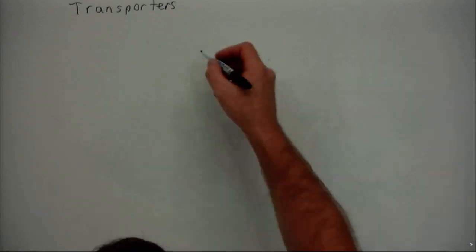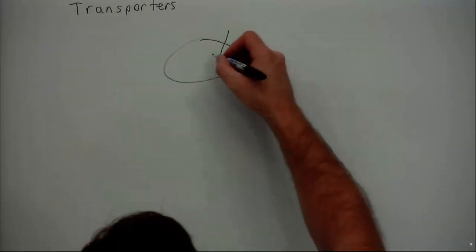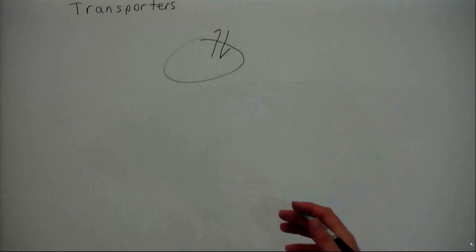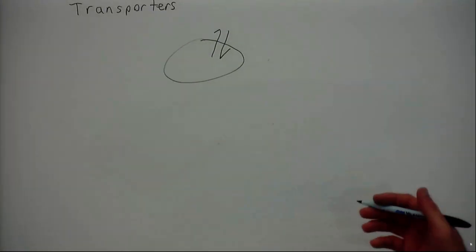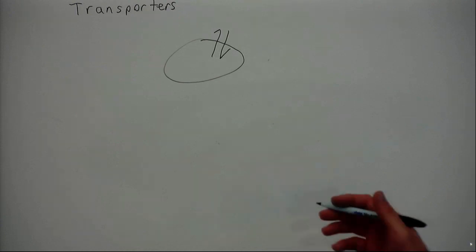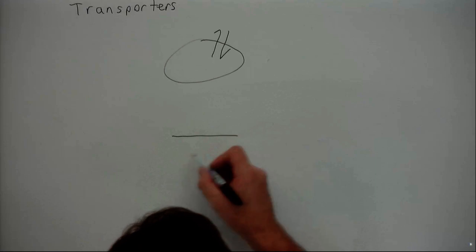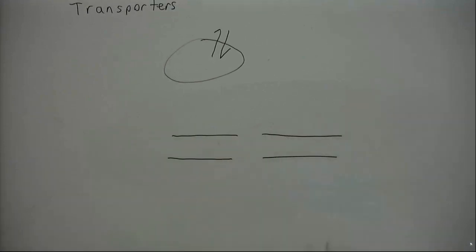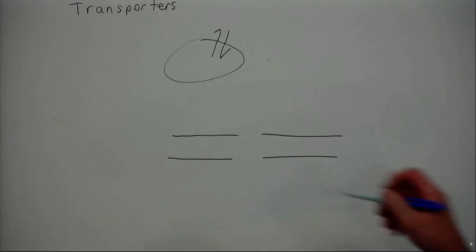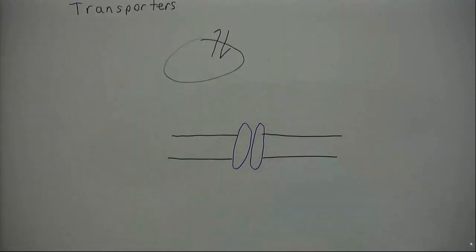So at the simplest level, this is a cell. Transporters serve to bring things into or out of the cell, and this is for things that can't normally cross the plasma membrane, so large molecules or hydrophilic molecules that can't diffuse across the lipid bilayer. And if we look more closely, imagine this is a lipid bilayer. We'll draw in just kind of a generic transporter here.